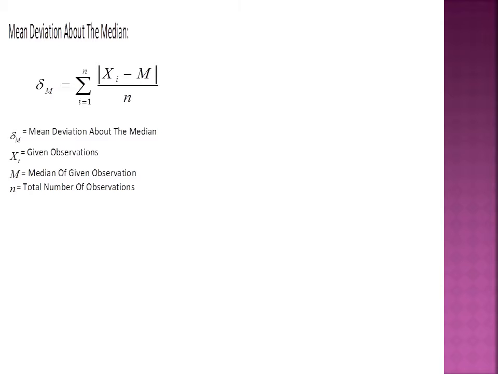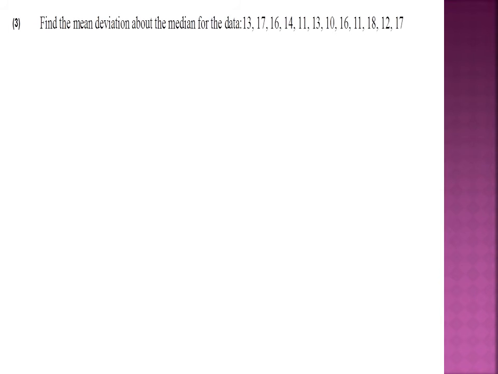Okay, so let's start with the next one. Exercise number 15.1, question number 3. Find the mean deviation about the median for the data 13, 17, 16, 14, 11, 13, 10, 16, 11, 18, 12 and 17. We want to find the mean deviation about the median. So first of all, we have to find out the median here.